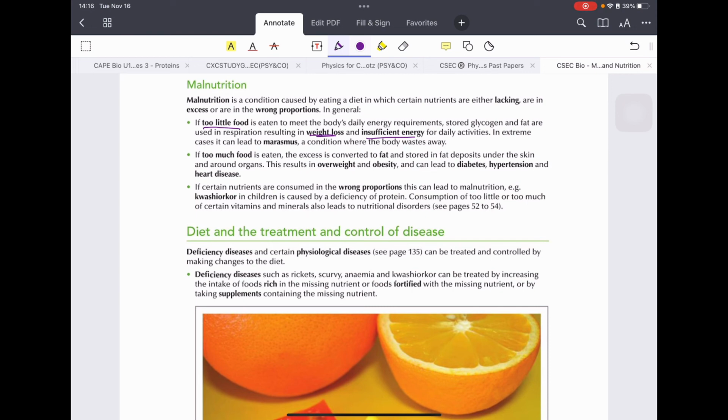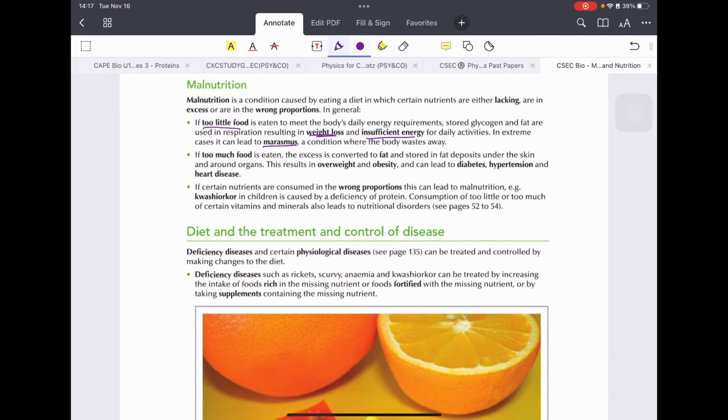In extreme cases, when there are no more fats and no more carbohydrates to use, remember, the body will start to use proteins, and when this happens, it's called marasmus. See this word here? Marasmus. This is where the body starts to waste away, your muscles start to decrease. You'll just look very, very malnourished.